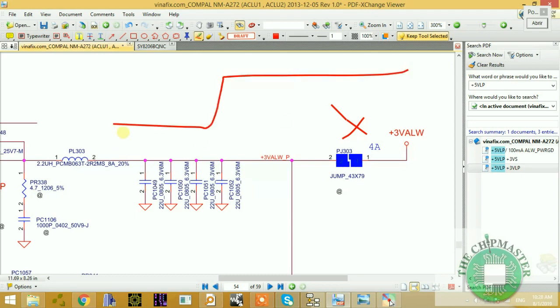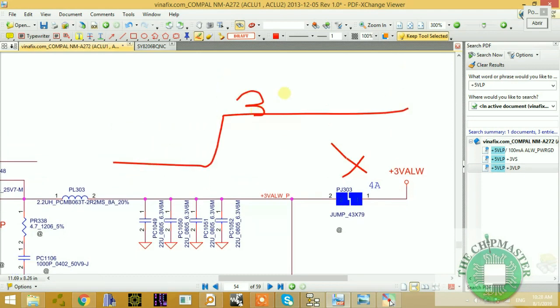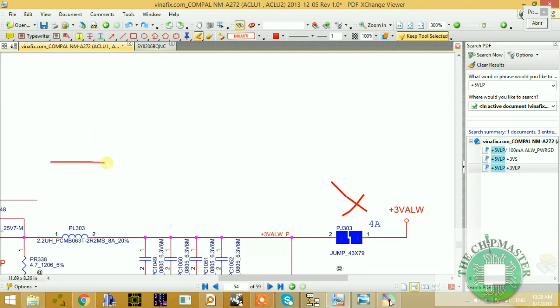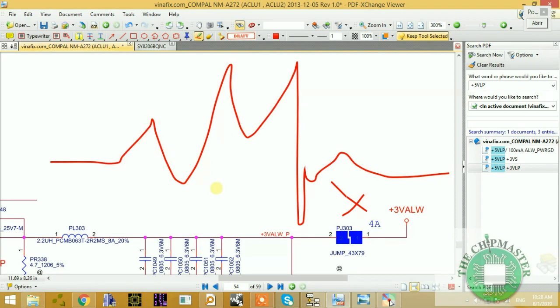So that is a normal 3.3 volt working condition that is satisfied. If there's an over voltage, you'll get something like this on the oscilloscope. That indicates that there's a fault.